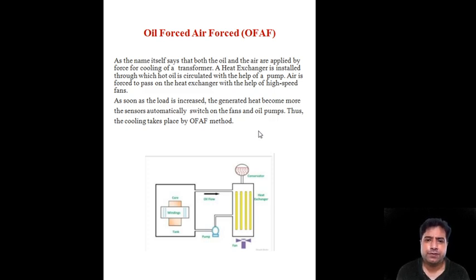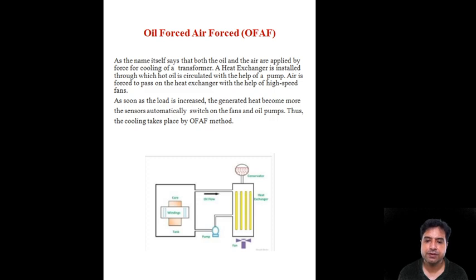Next is oil forced, air forced. So in this case, we don't have a simple methodology for cooling as we had in the earlier two cases, but here we employ pumps. We circulate the oil as well. So oil is pumped through oil pumps at the same time, and a heat exchanging unit is created at a certain distance from the transformer main tank.